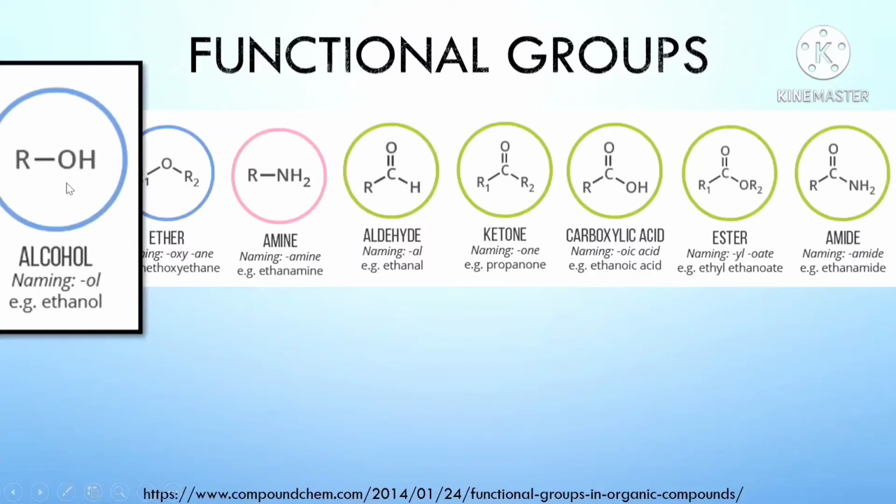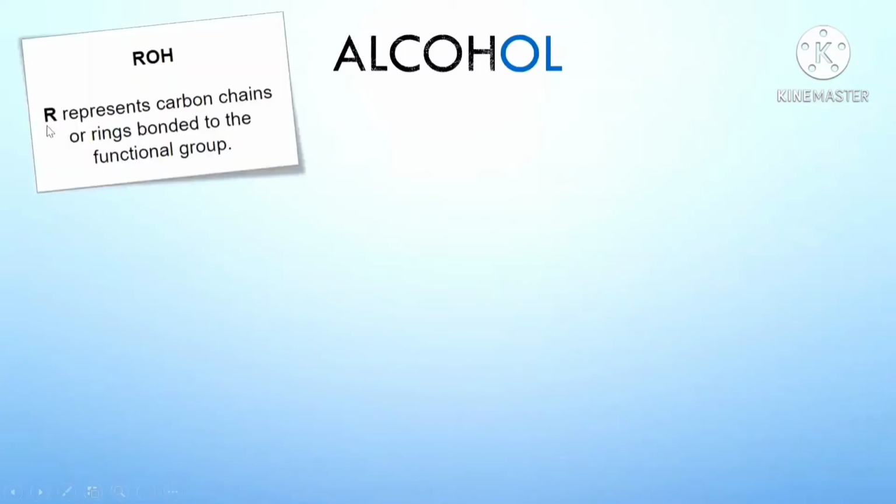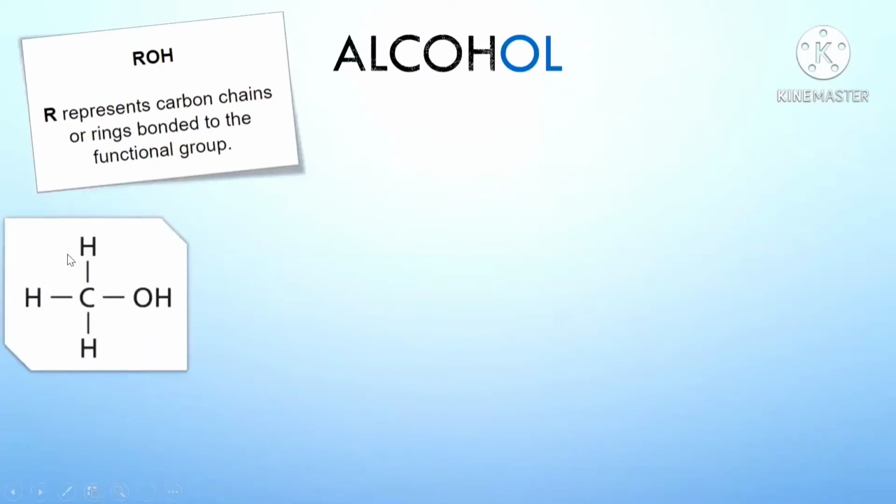The functional group of an alcohol is an OH or hydroxyl group bonded to a tetrahedral carbon atom. The general formula is ROH. R represents the carbon chains or rings bonded to the functional group. The names of alcohols are based on alkane names. For example, CH4 is methane, and so CH3OH is methanol.